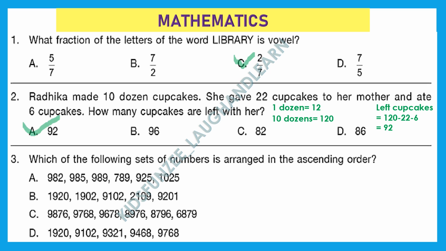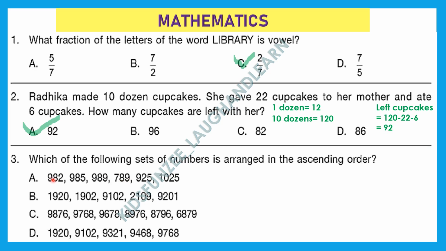Which of the following sets of numbers is arranged in the ascending order? What is ascending order? Ascending order is going from smaller to larger. That means the increasing order. Now let's see A. 982, 985, 989, 789. So this is not ascending order because here 789 is the smallest. So it should have been at the first place. So this option is not correct.